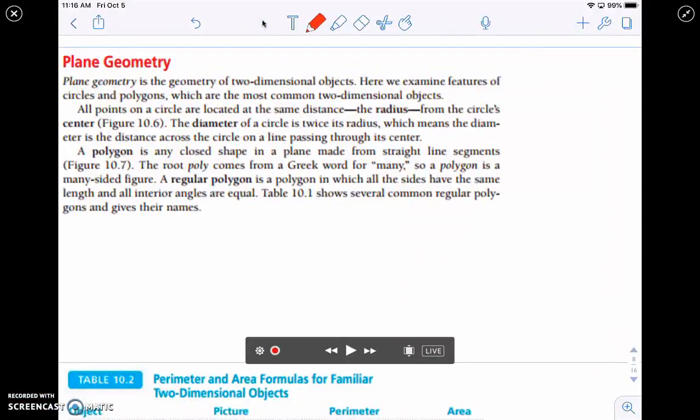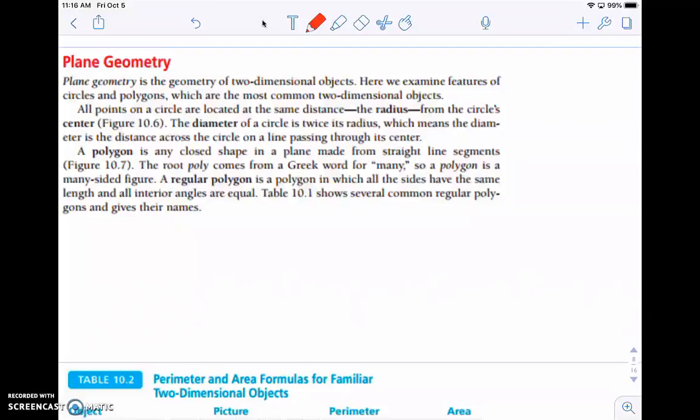Okay, this is part 2, unit 10A. We're looking at fundamentals of geometry, and we're going to be looking at plane geometry. And again, we're talking plane, we're talking in a two-dimensional surface, so two-dimensional objects. So some of the most common are circles and polygons.